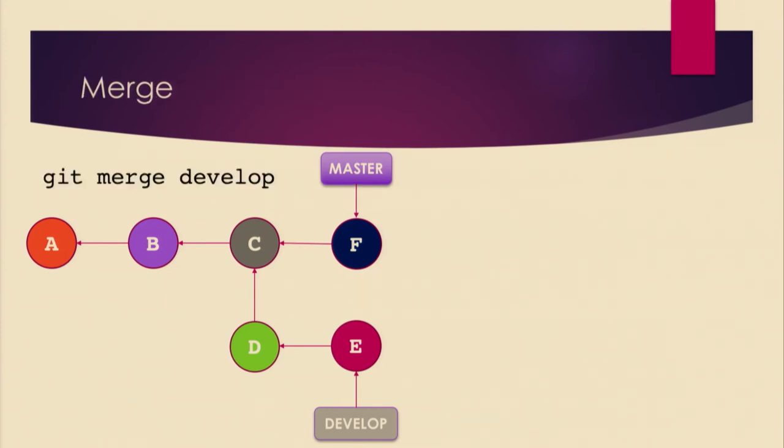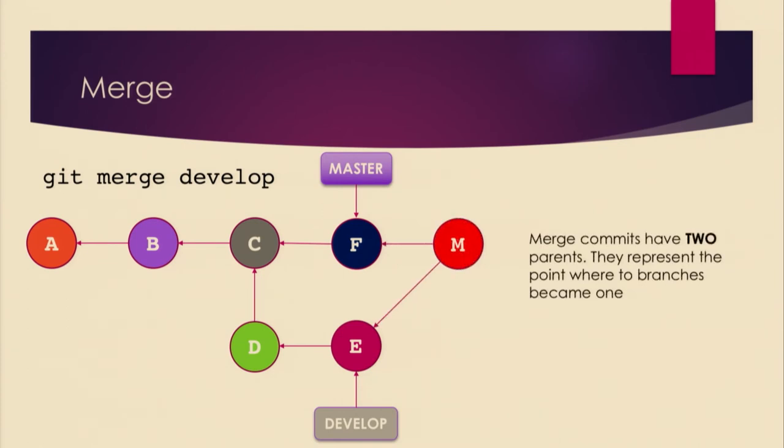First, merge. I'm standing on the master branch right now, and I tell Git, hey, Git, I like those changes that are happening on the develop branch. Please bring them here. Git merge develop. Git is going to create a very unique commit. This is a merge commit, and it's the only commit that has two parents. So when you get to this point, Git is going to tell me, well, my project looks like A, B, C, F plus D and E. So all of the files are here.